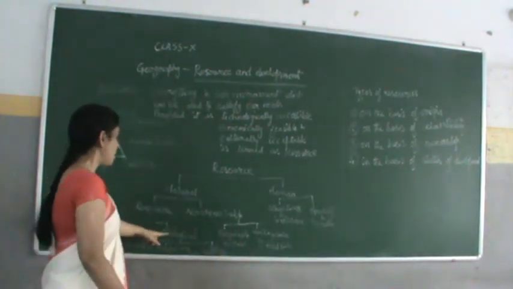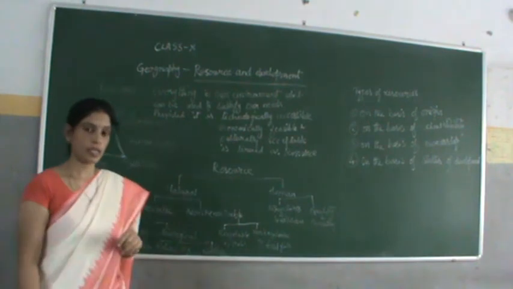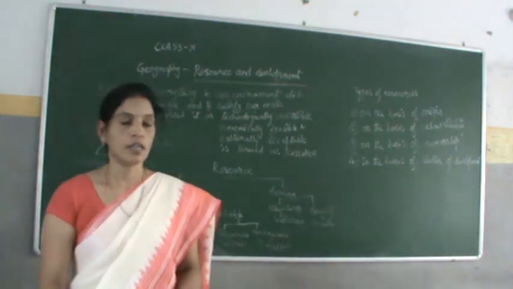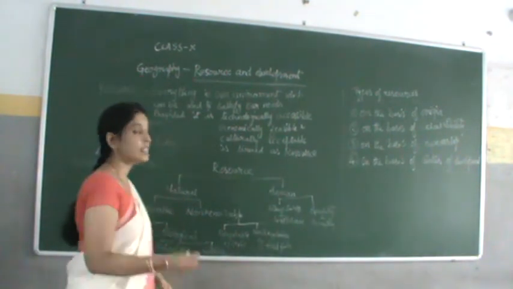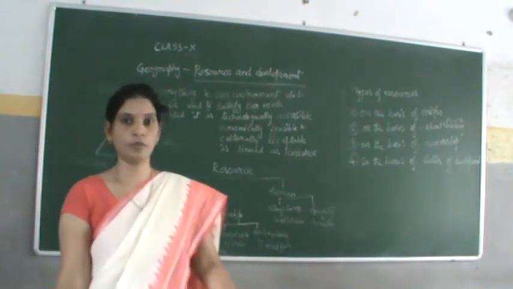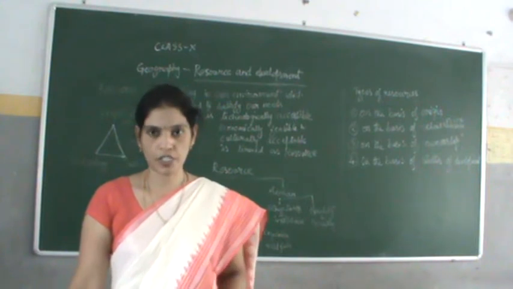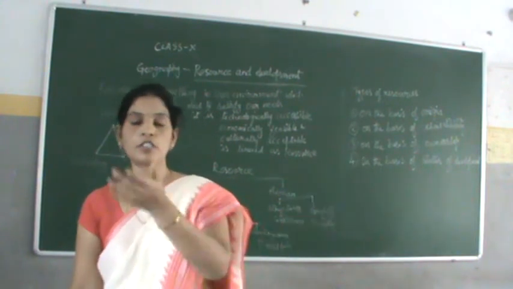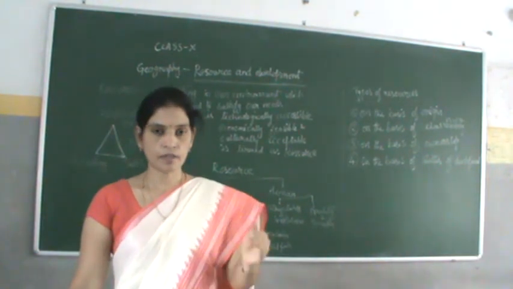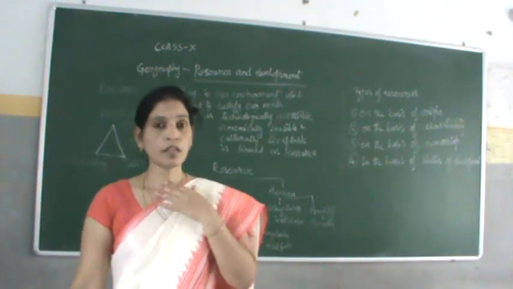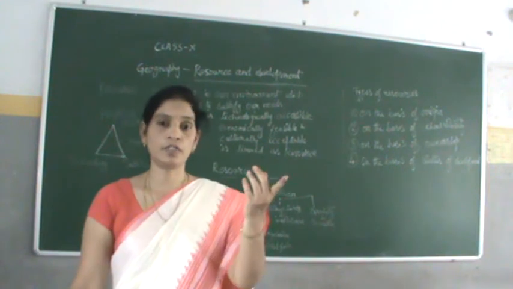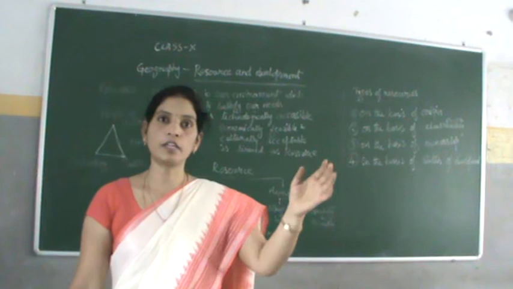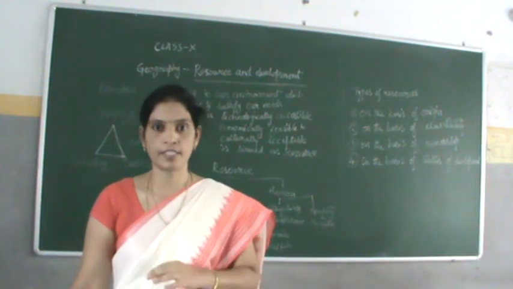Then come biological resources. These are also renewable. They can be reproduced, renewed. But they need certain time for their renewal. Like natural vegetation and wildlife, they cannot be continuously provided, isn't it so? For a plant to grow into a tree, ultimately it takes certain time. The wildlife also will not be continuously available in the same phase, isn't it so?